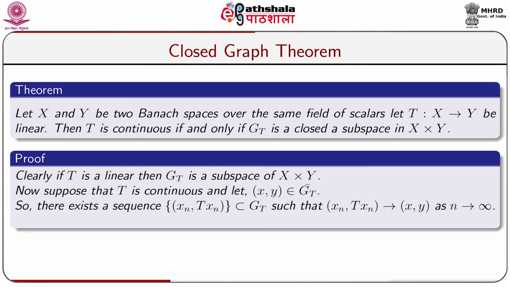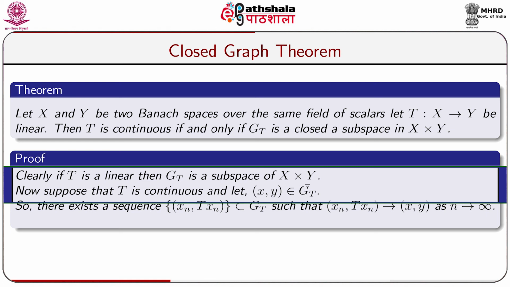So, in this regard, we get a theorem. Let X and Y be two Banach spaces over the same field of scalars, and let T, a mapping from X to Y, be linear. Then T is continuous if and only if the graph of T, that is GT, is a closed subspace in X cross Y. The proof: clearly, if T is linear, then GT is a subspace of X cross Y.